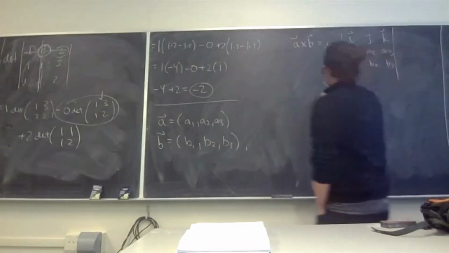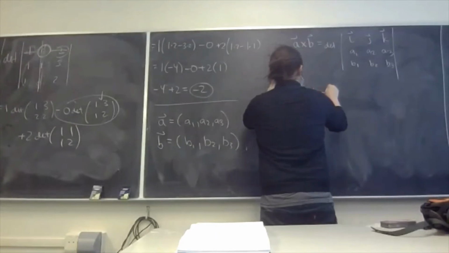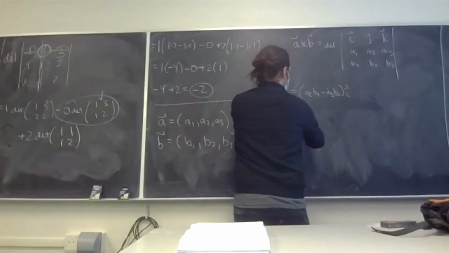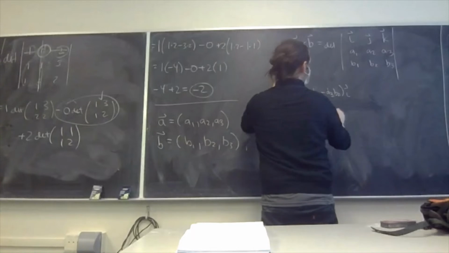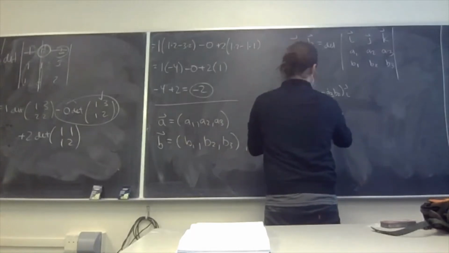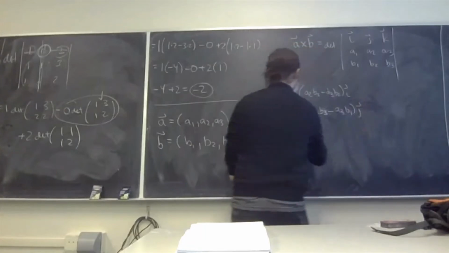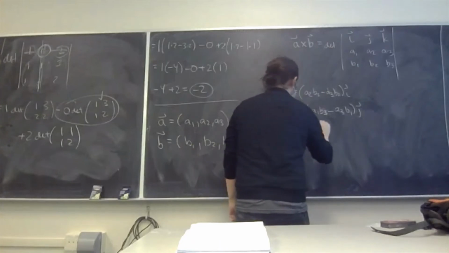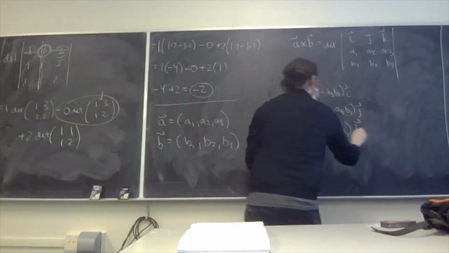This turns out to be equal to the original formula we wrote, which is (A2 B3 minus A3 B2) I minus (A1 B3 minus A3 B1) J plus (A1 B2 minus A2 B1) K. Okay.